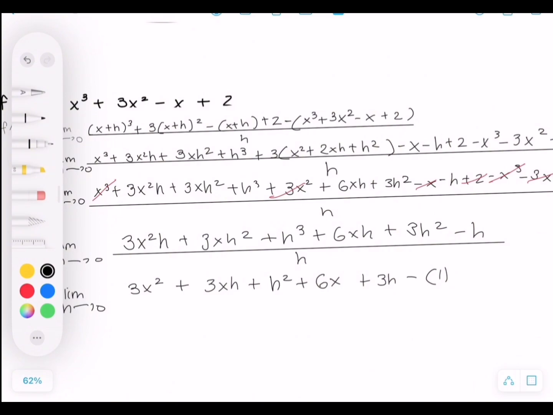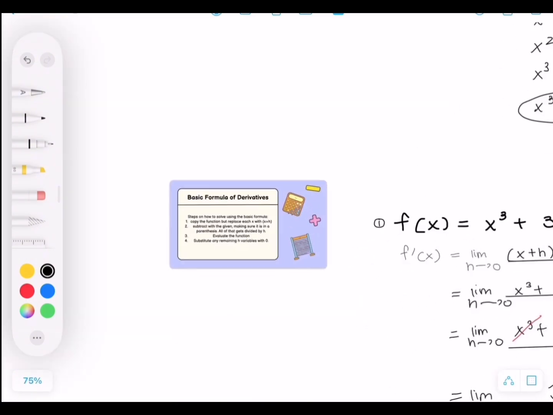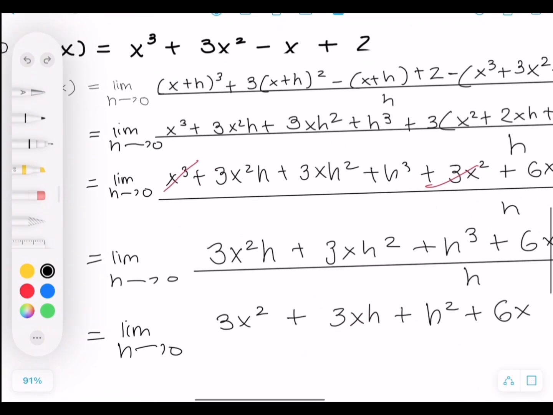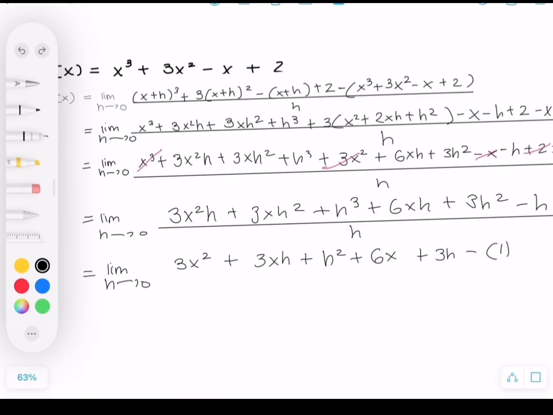So we're now done evaluating. Now we will be moving on to the last step, which is to substitute any remaining h variables with 0. So since we still have h, replace them with 0. So 0. We have another h here. Plus 6, copy 6x. Plus 3, then we have another h, so replace it with 0, minus 1.